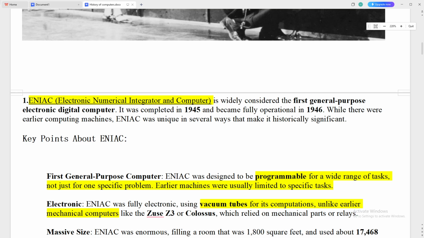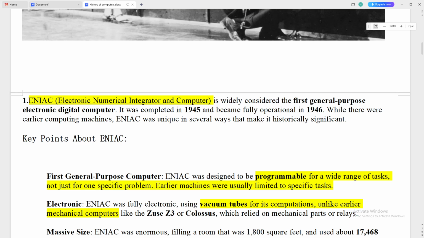ENIAC's full form is Electronic Numerical Integrator and Computer. I repeat, ENIAC means Electronic Numerical Integrator and Computer. It is widely considered the first general purpose electronic digital computer. It was completed in 1945 and became fully operational in 1946. While there were earlier computing machines, ENIAC was unique in several ways that make it historically significant.